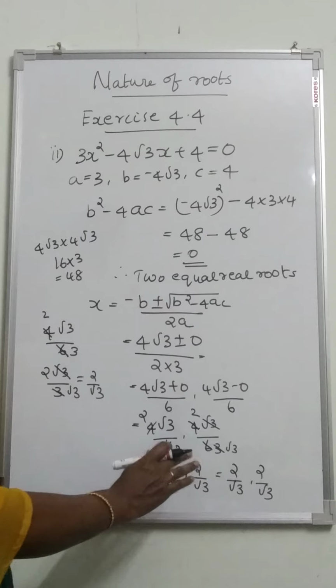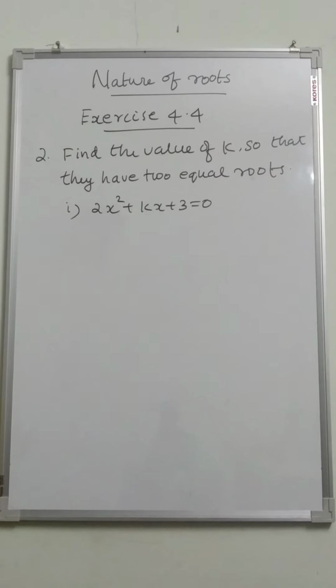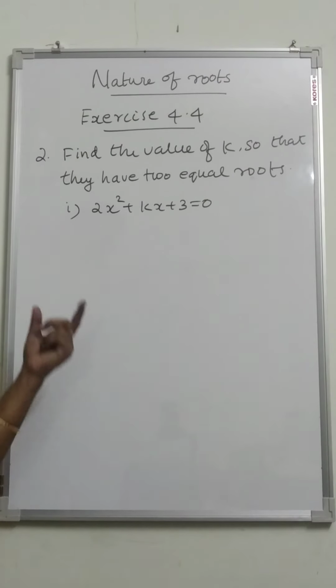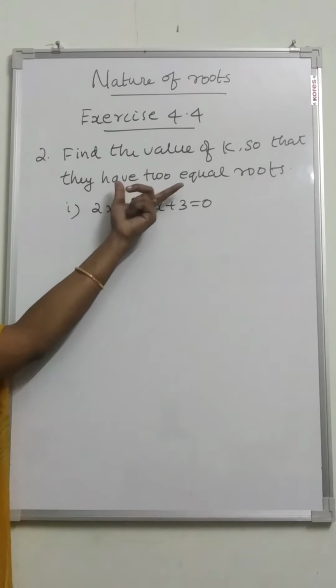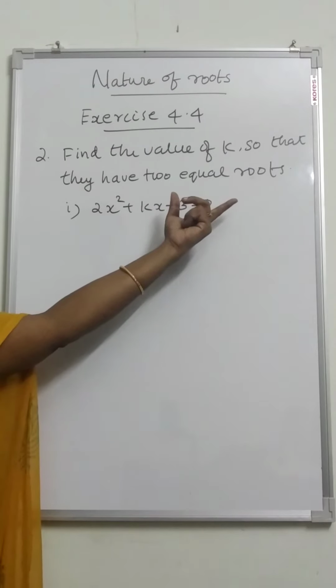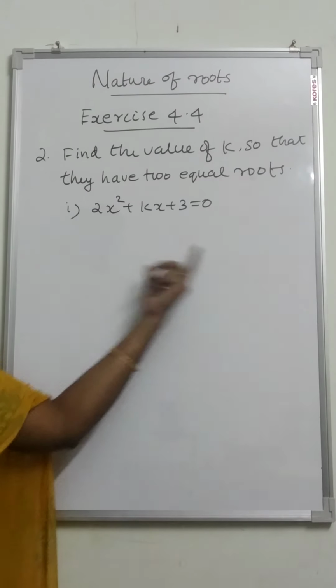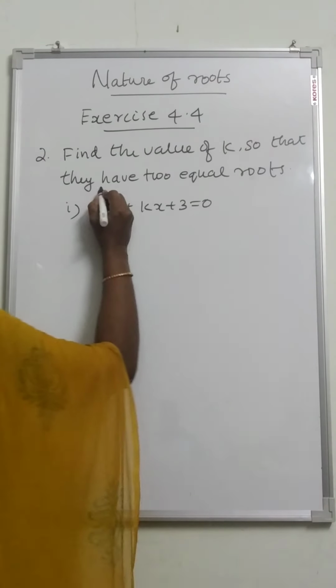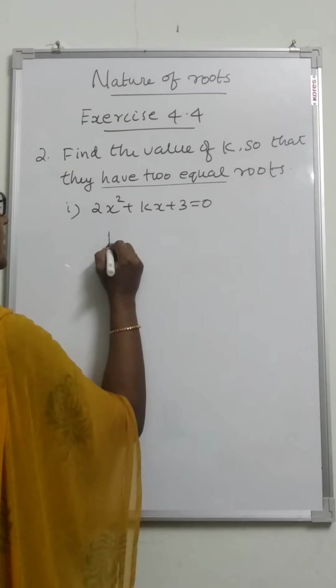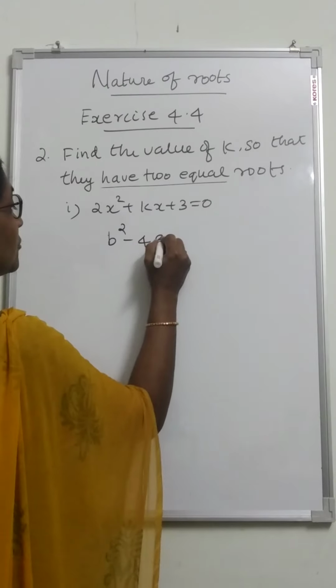Okay, clear? Third question is a homework for you. Then move on to the second question. Find the value of k so that they have two equal roots. What is the condition for two equal roots? That is b square minus 4ac is equal to 0. Clear? That they have two equal roots means b square minus 4ac is equal to 0.